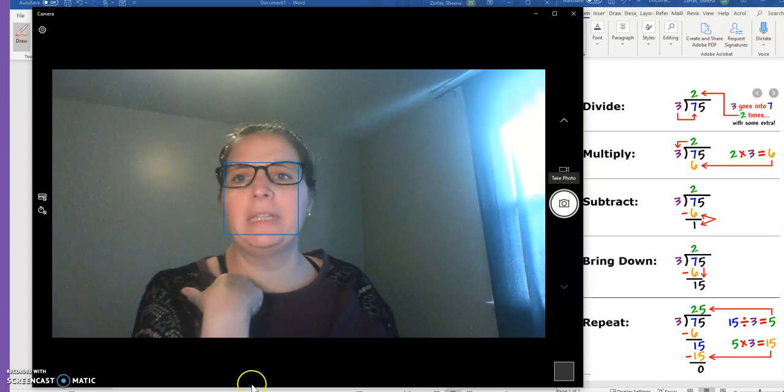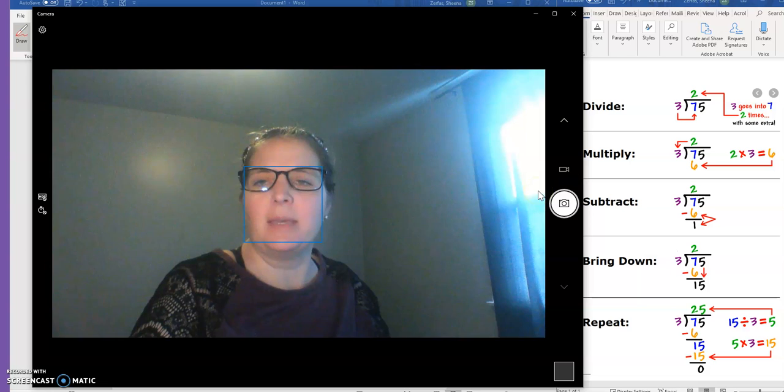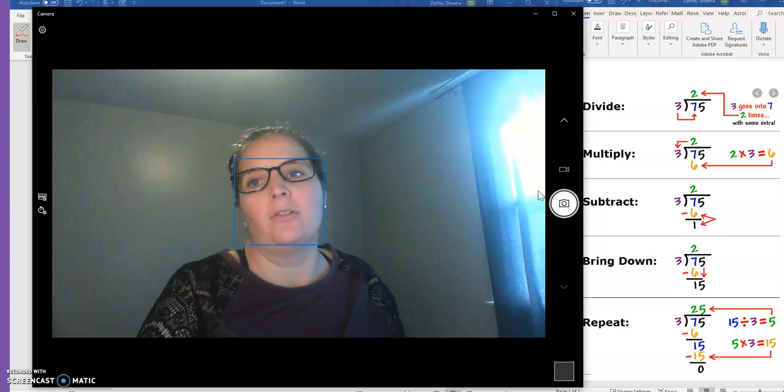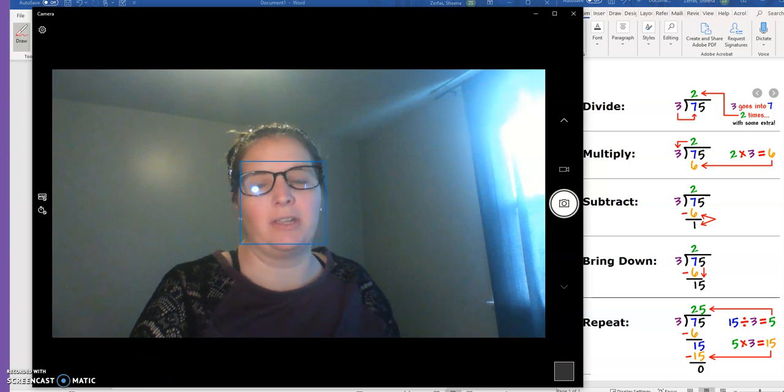Again, what's going to be really helpful is using the note sheet on division to keep track of the steps. And if you're not so confident with your multiplication facts, I encourage you to keep out a multiplication table.